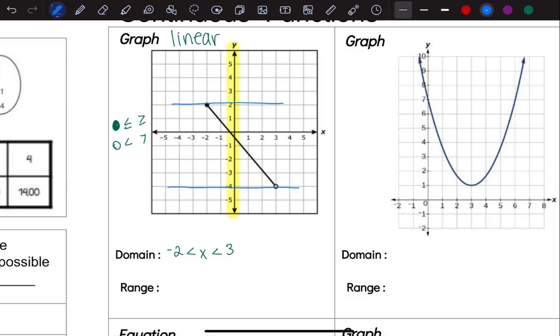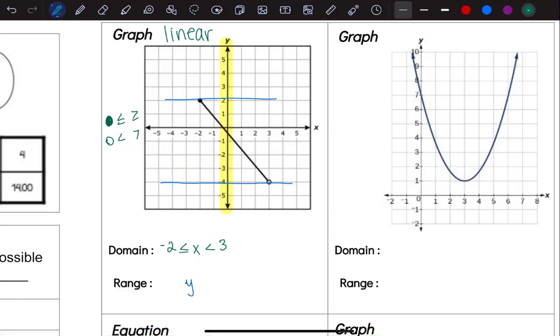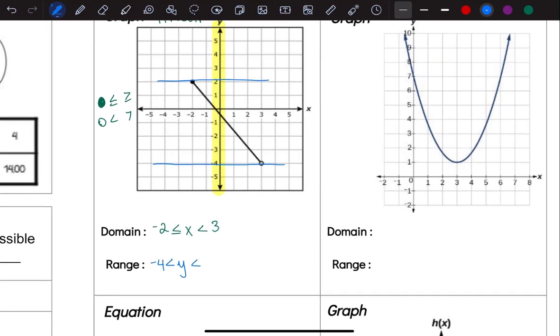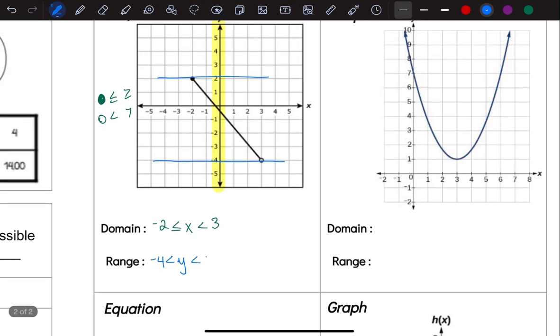So for the range, since we looked at the y-axis and our y values, we're going to put y in the middle. And then we have our inequalities. We have our inequalities facing this way, less than, always. When you have 2 dots, you will have 2 inequalities. 2 dots on your graph, 2 inequalities when you're writing the domain and range. So our bottom number for the range is -4, and our top number, or our highest number, is +2.